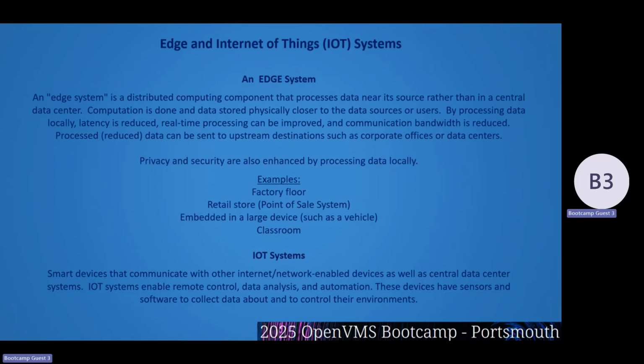So what can you do with these single board computers? Well, you're going to see people mention things like edge systems. And that was what was in the original VSI proof of concept video. What is an edge system? It's a distributed computing component that processes data near its source rather than in a central data center. It's called an edge because it sits out there on the edge, talking and controlling physical devices that it's connected to.